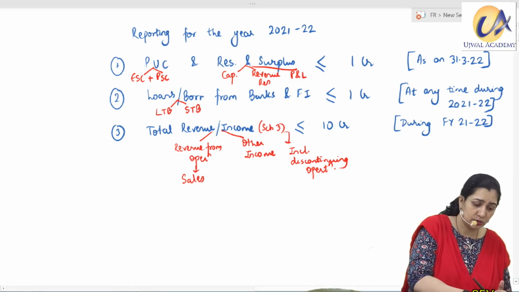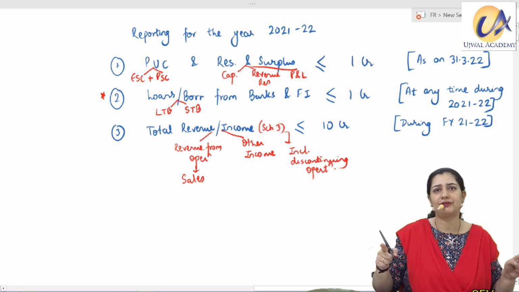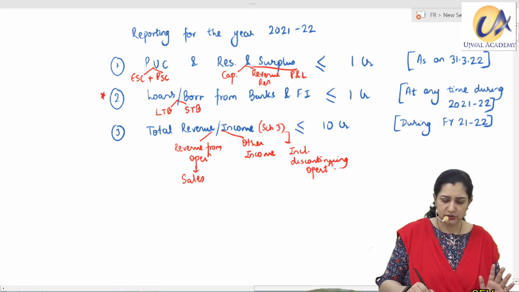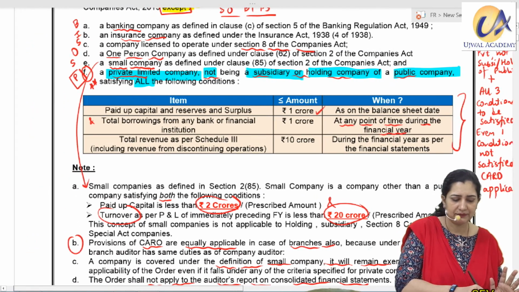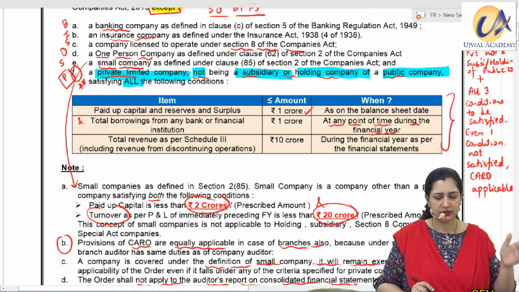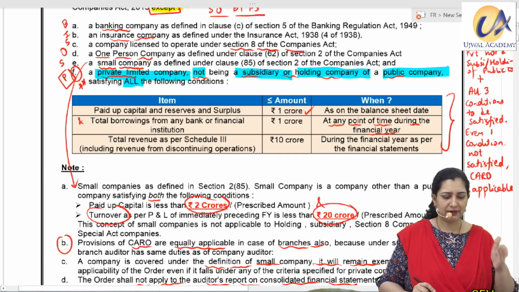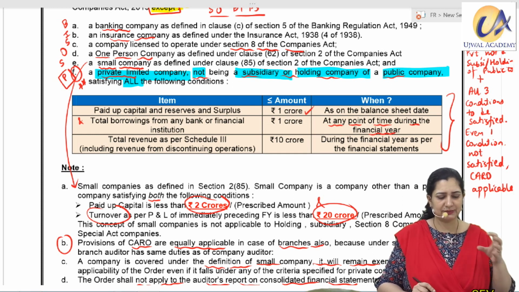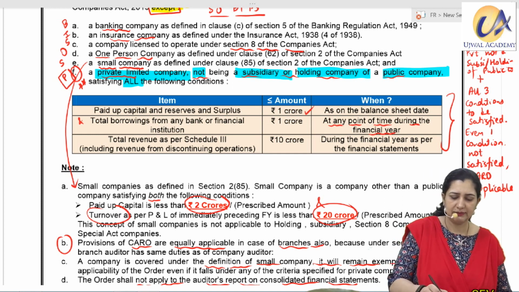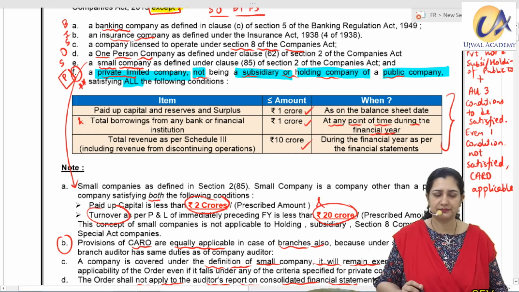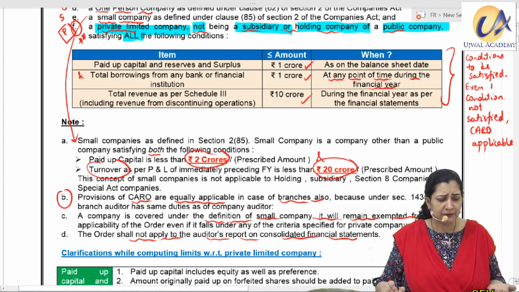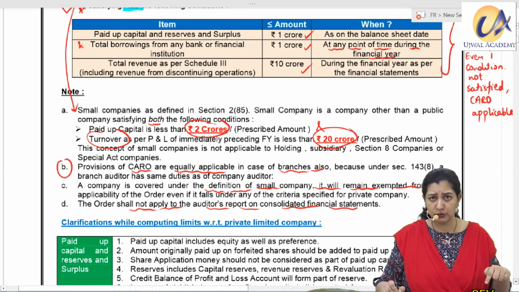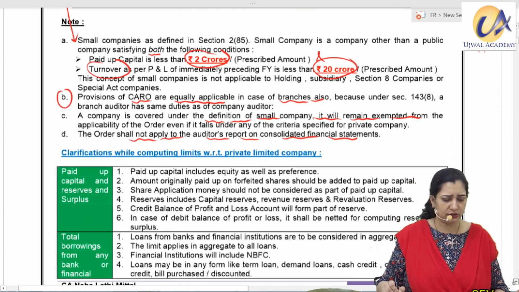See, with loan borrowings, be careful at any point of time during the year. Remember, all three conditions must be satisfied, then only will CARO not be applicable. So again, paid up capital and reserves, borrowings, and revenue as per Schedule 3 including revenue from discontinuing operations, the limits are 1, 1 and 10 crores. What I just told you, what paid up capital includes and what borrowings include, everything I have given here in your clarification.